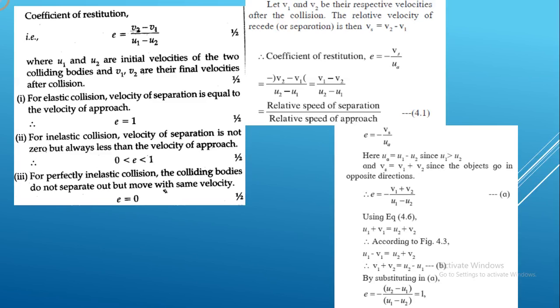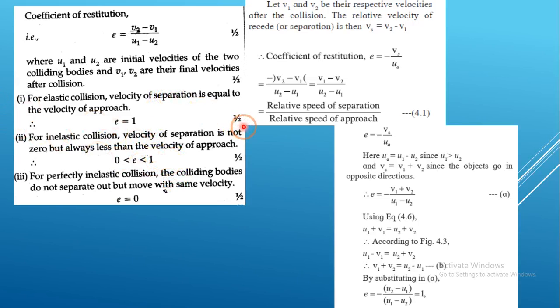For collision of two objects, the negative of the ratio of relative velocity of separation to the relative velocity of approach is defined as the coefficient of restitution. Here, e is equal to (v2 minus v1) upon (u1 minus u2), where u1 and u2 are initial velocities of the two colliding bodies and v1 and v2 are final velocities after collision. Now, underline these values. These are very important values for your MCQ.